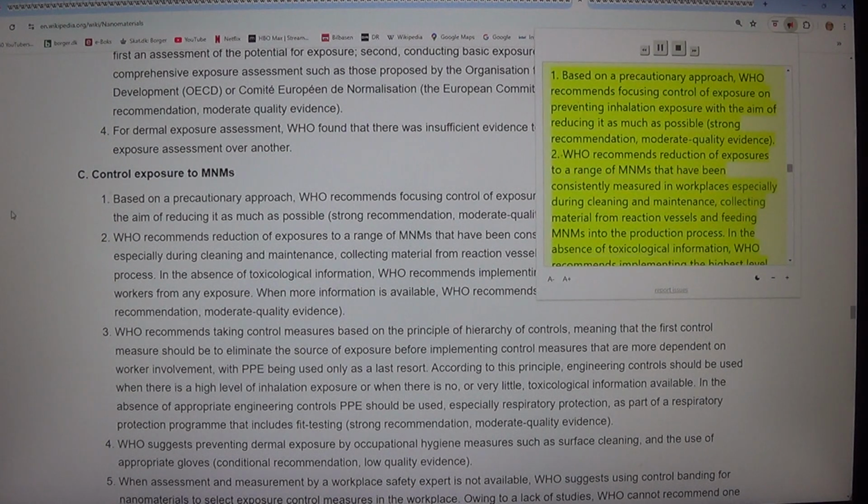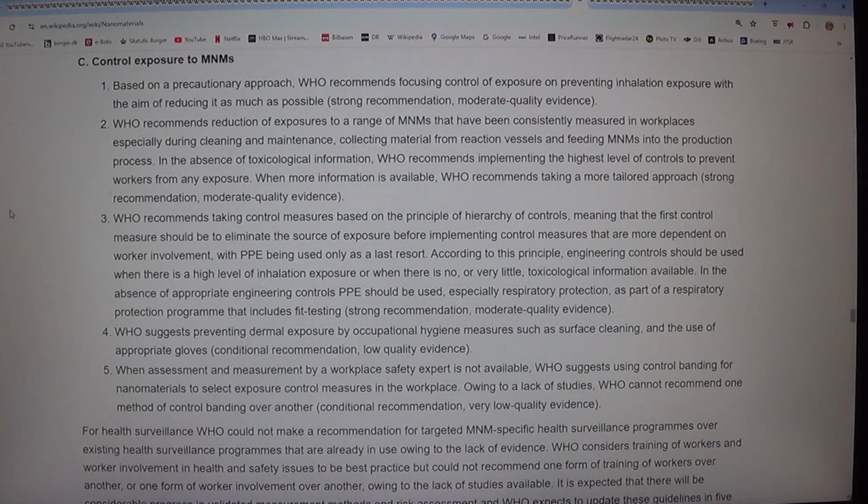C. Control exposure to MNMs. 1. Based on a precautionary approach, WHO recommends focusing control of exposure on preventing inhalation exposure with the aim of reducing it as much as possible. Strong recommendation, moderate quality evidence.